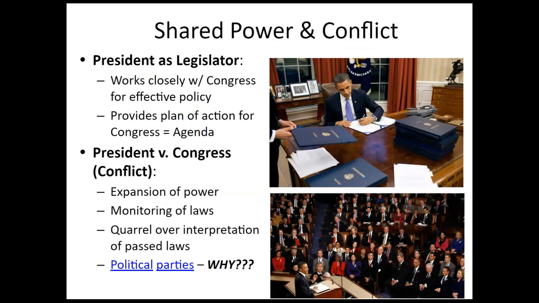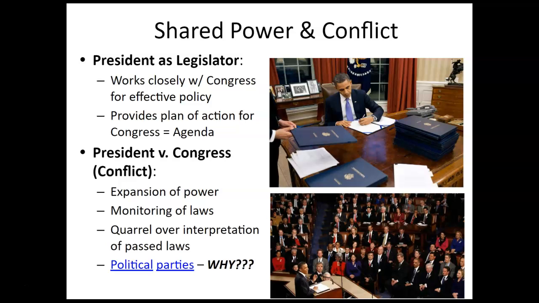All right, so just a couple slides here real quick. There's shared power and conflict because of the separation of powers and checks and balances. The president has many different faces. Even though they're in the executive branch, the president often does work as a legislator because they have an agenda that they want to get done when they come into office. If you listen to the State of the Union address or their campaigns before the elections, that's generally their agenda, what they're going to try to do.